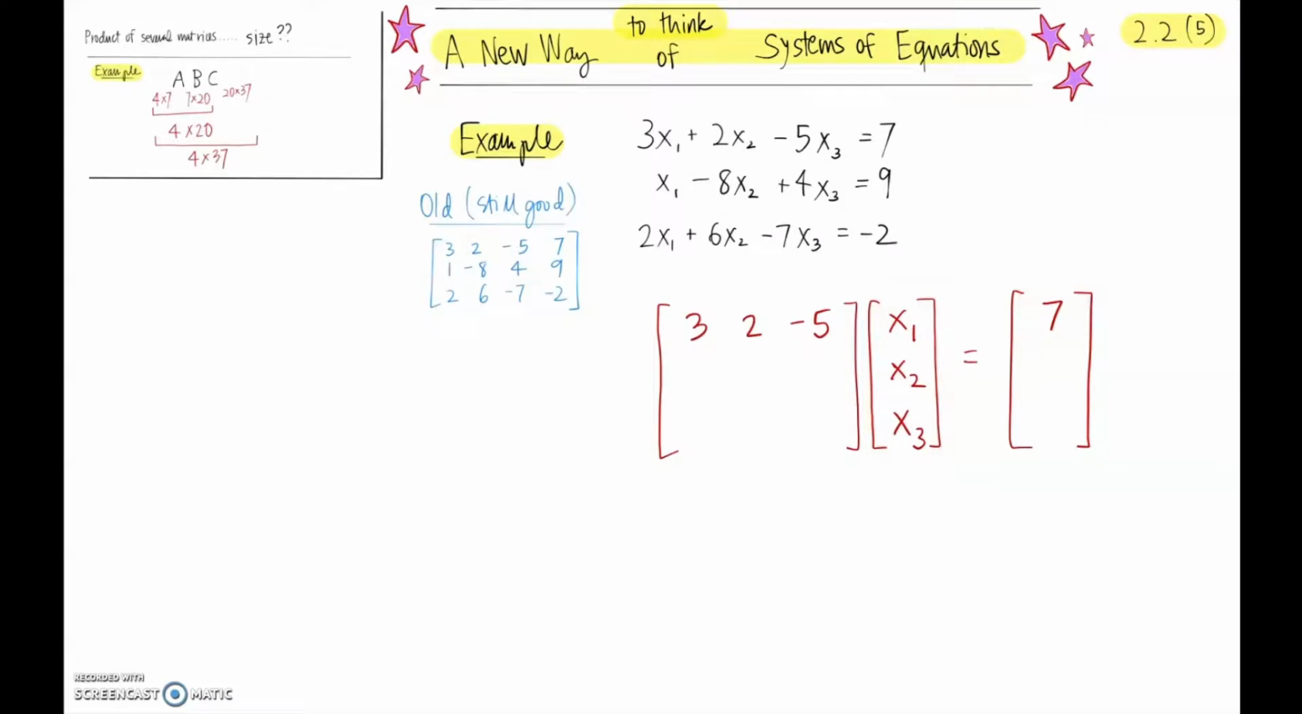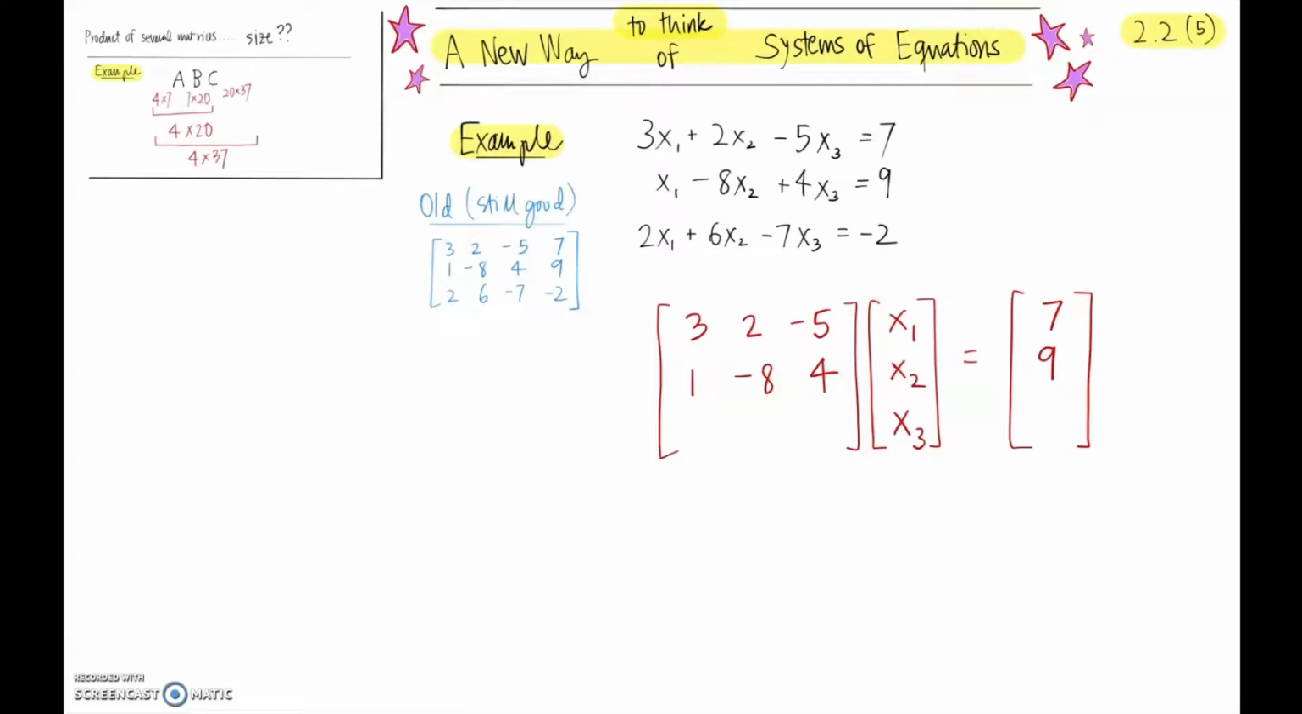Okay, and then does it work for the rest of what's going on? Let's see. Let's think about this. The coefficients of that would be 1, -8, 4. And if we put the 9 here, this row and this column would give us 1x1 minus 8x2 plus 4x3 equals 9. That looks right.